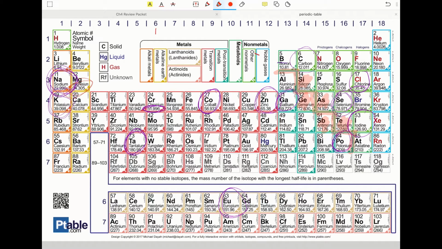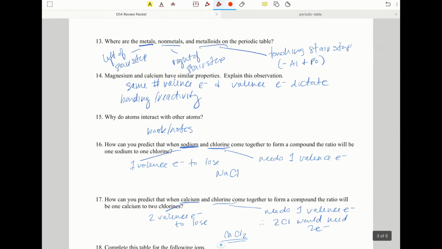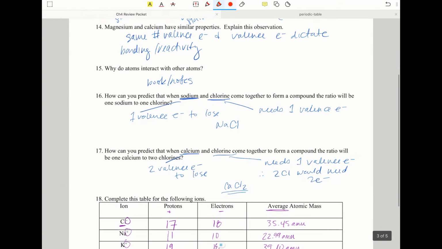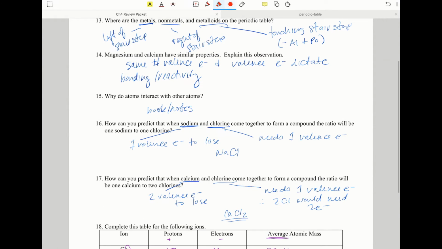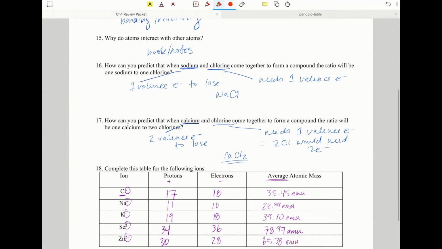Okay, other things to note. The concept of valence electrons is super important. I believe you talk about that in middle school also, in that the valence electrons are what determine the properties of any given element. How it's going to behave, what it's going to do, what it will react with. And then why do things react?